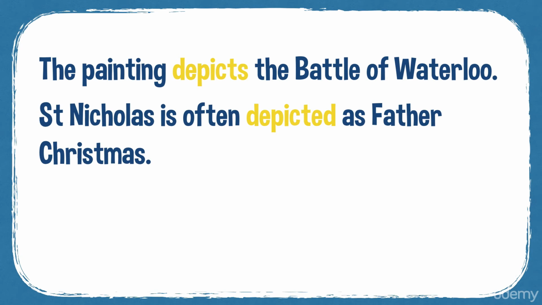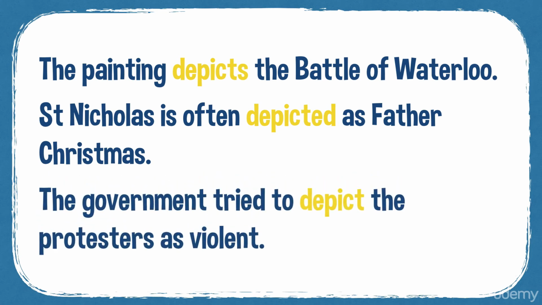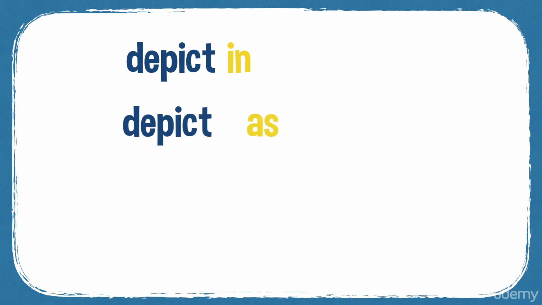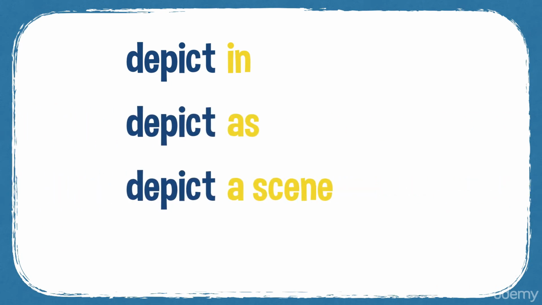And the third sentence is a slightly more general version of the word depict. It's more like describe. The government tried to depict the protesters as violent, so the government didn't like the protesters. They told people they were violent. Another word for this use of depict is characterize. They characterize the protesters as violent. Some collocations: you depict somebody in a movie or in a picture. Depict as. You can depict a scene. You can depict life.